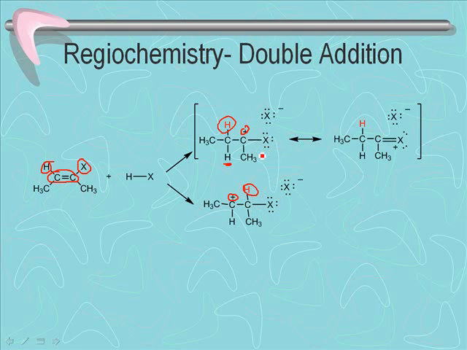Well, intuitively we'd say that is an electron withdrawing group. And as a result of that, this carbocation should be fairly unstable. That's an argument based upon what we call inductive effects.